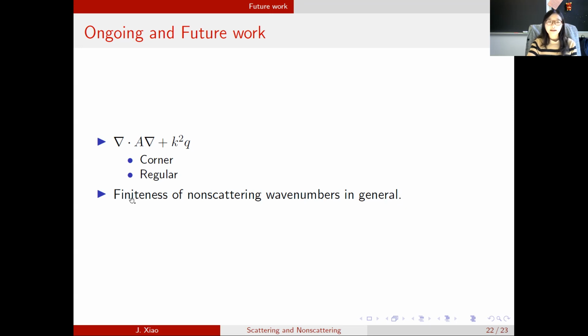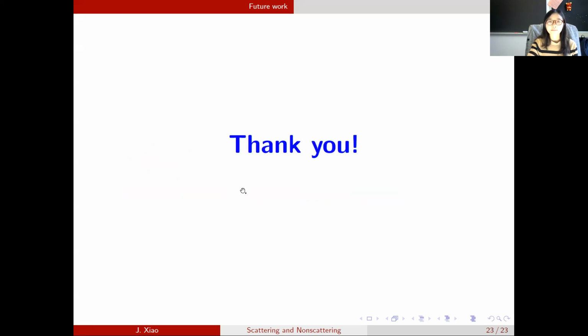Also, the last thing is the finiteness of non-scattering wave numbers in general, because we only explored the case when Q is a constant, and we also restricted ourselves to a specific set of waves, say Herglotz waves or plane waves, and we fixed the density, the Herglotz density, and we fixed the incident direction for plane waves, for example. Sorry about the time I went over, and thank you very much for your attention.